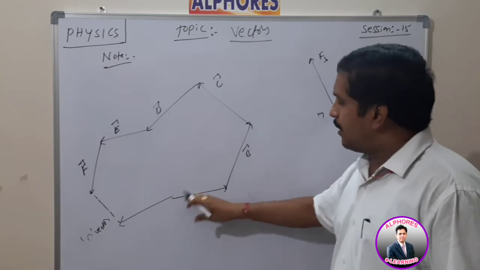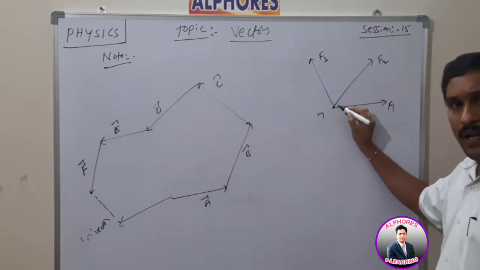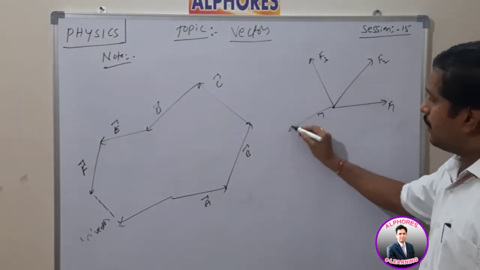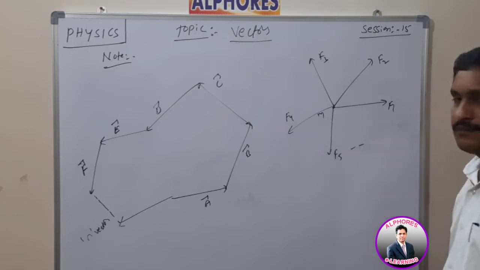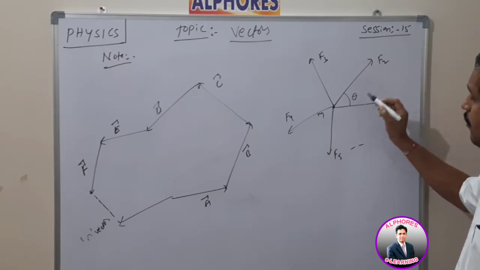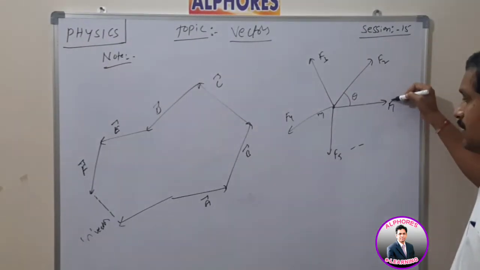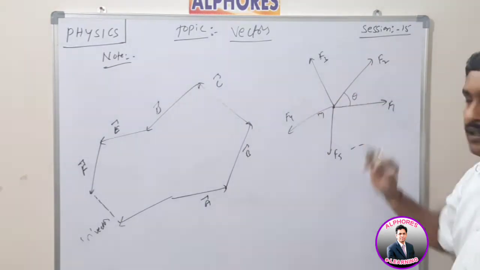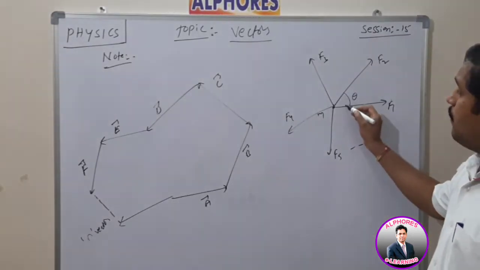That means these A bar, B bar, C bar, D bar are parallel shifted to one point. These are forces acting at a particular point, like this is F4 and this is F5 and so on. Listen carefully, each and every force makes how much angle? Theta. That means F2 makes an angle theta with F1, and F3 makes an angle theta with F2, like this.